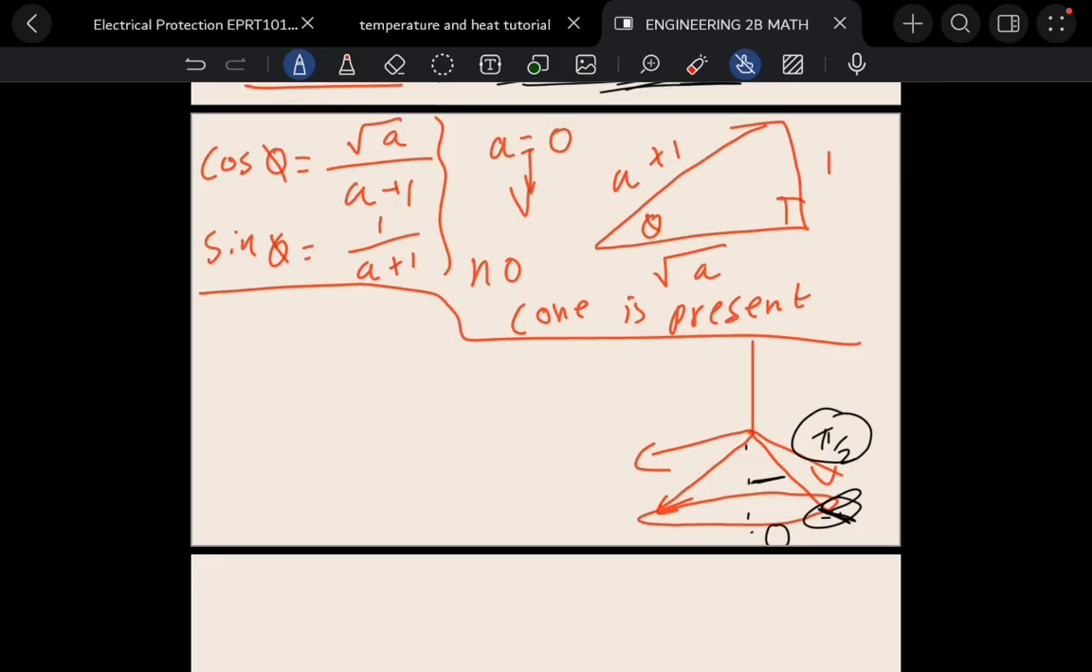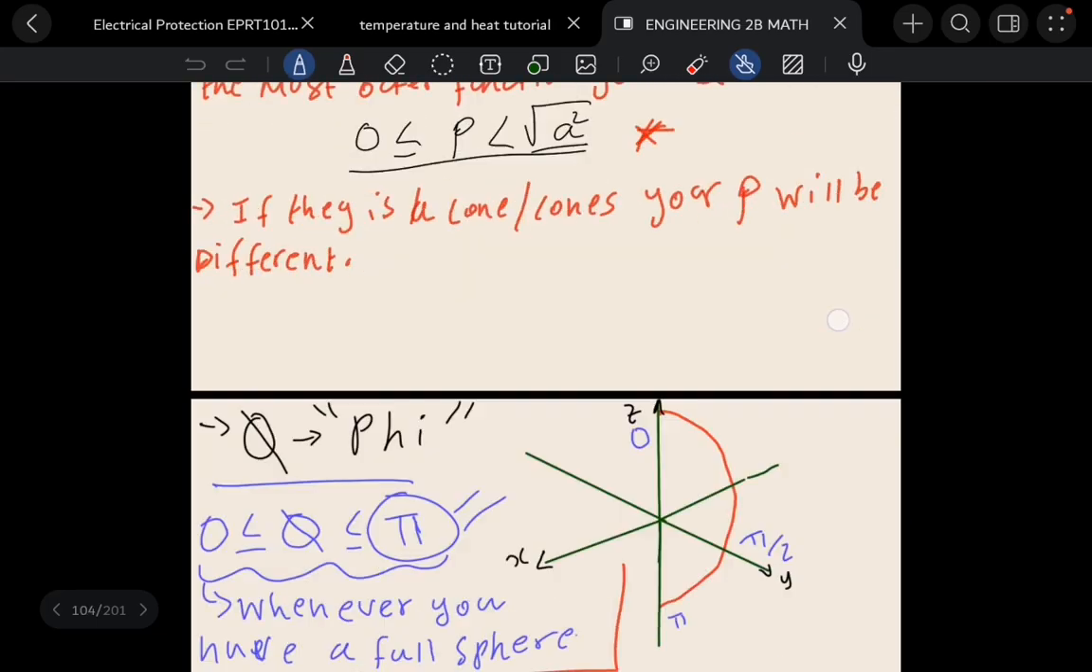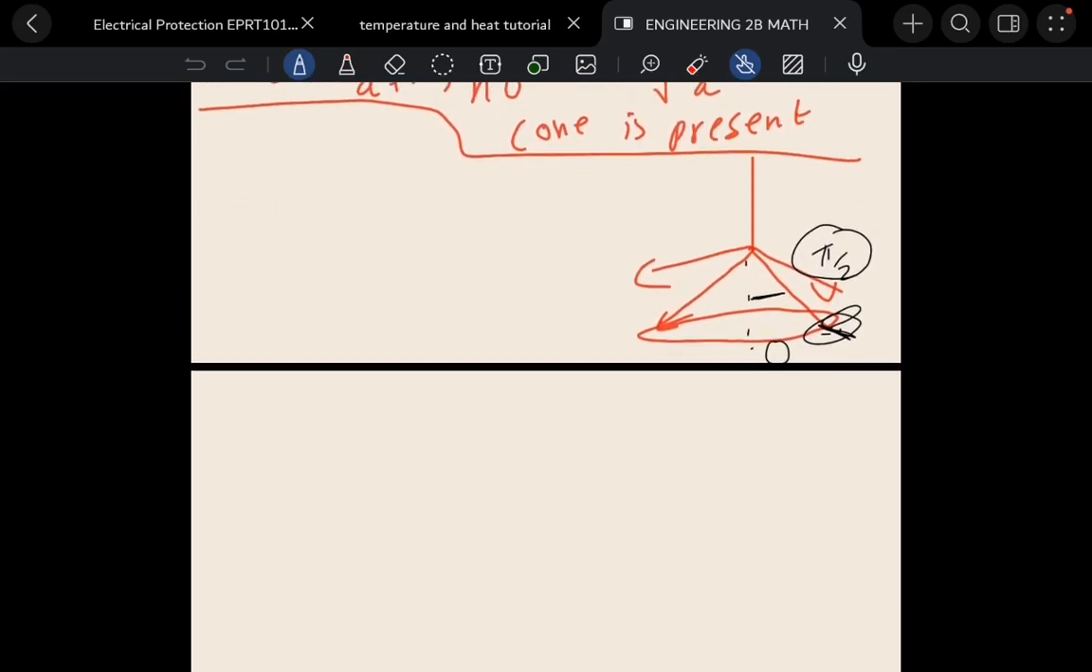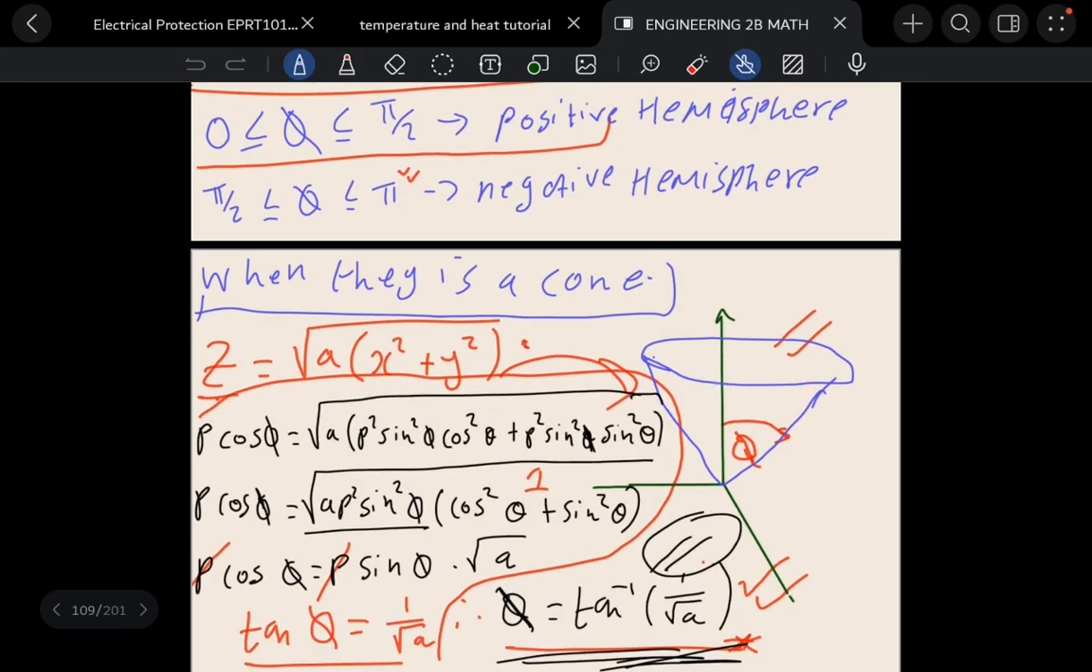So that is the brief introduction on spherical coordinates with some equations that we are going to look at when we solve. But in the next video, we are going to look at problem solving.